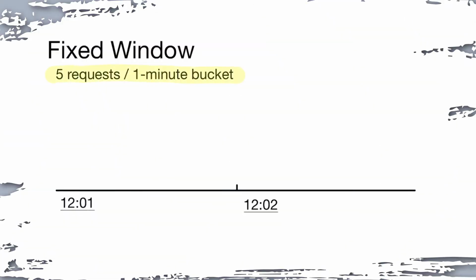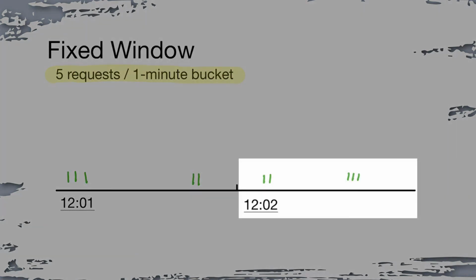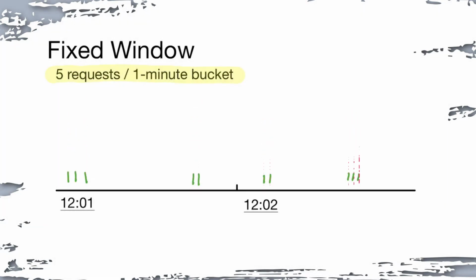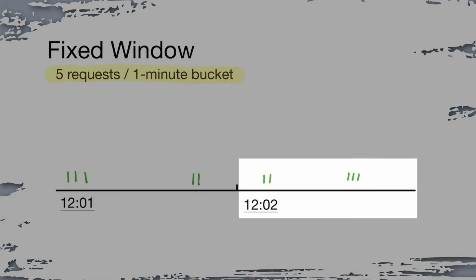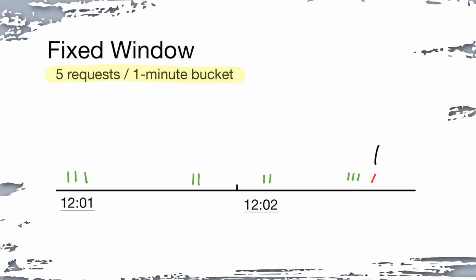A fixed window rate limiter counts all requests within a specific time interval. So as its name implies, you can stipulate that a user not make more than 5 requests in any 1-minute fixed interval. Here, each tick mark represents a request. So within the 12:01 interval, the user can make up to 5 requests. And within the 12:02 interval, the user can make another 5 requests. In both cases, the user will be rate limited on the 6th request within the fixed 1-minute bucket.